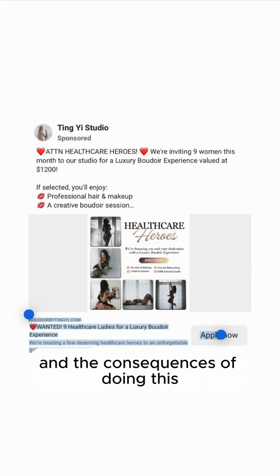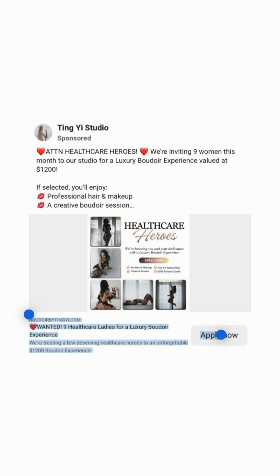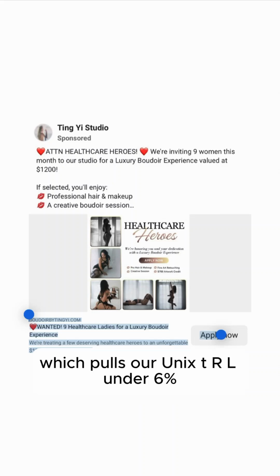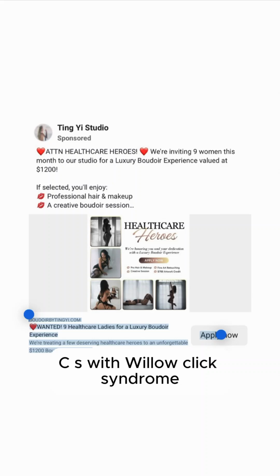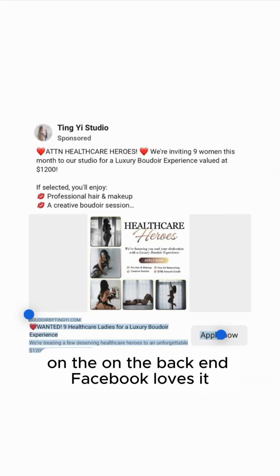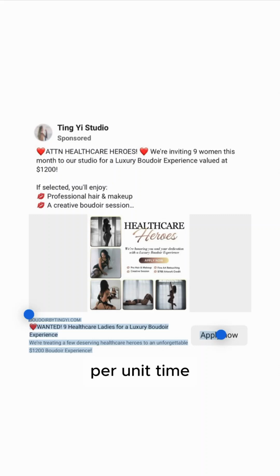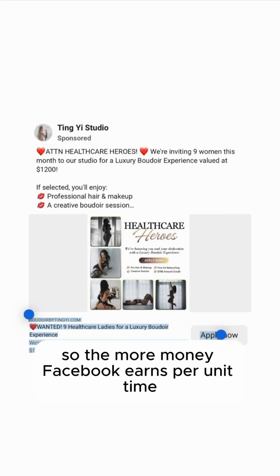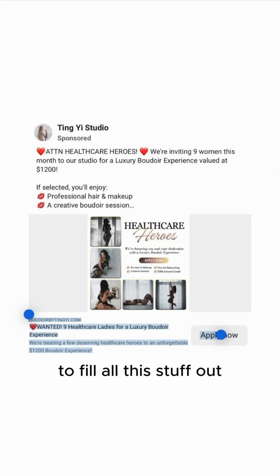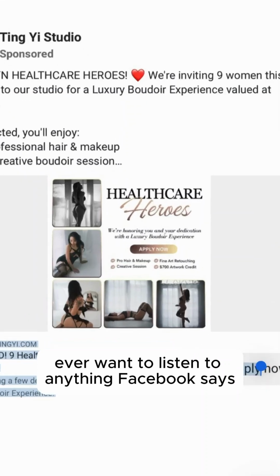And the consequences of doing this, of making this mistake, is way more women are scrolling by our ad than necessary, which pulls our unique CTRL under 6%, and it increases the probability of us having BLCS, Boudoir low click syndrome. On the back end, Facebook loves it because the more women scroll by our Facebook ad per unit time, the more Facebook ads Facebook can serve per unit time. So the more money Facebook earns per unit time. That's why they recommend us to fill all this stuff out, because it's best for Facebook. It's not best for us. So we never ever want to listen to anything Facebook says.